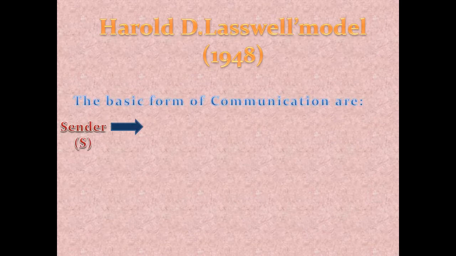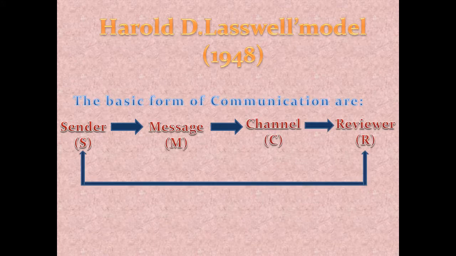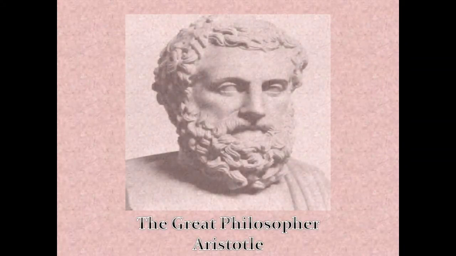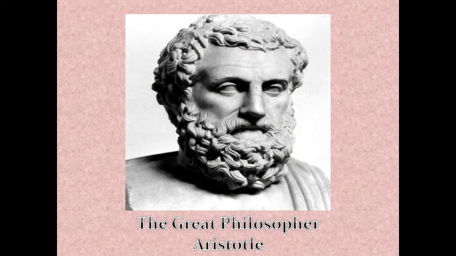To discuss Laswell's model of communication. The basic form of communication is the sender, the message, the channel, the receiver, and the feedback. The great philosopher Aristotle portrays the simplest form of communication, and in his model the elements are number 1, the speaker, number 2, the speech, and number 3, the listener.